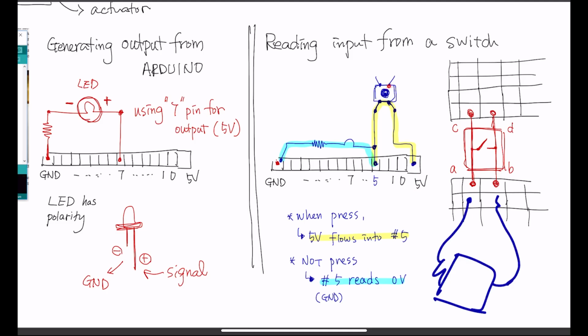However, when this is not pressed, that means here and there are disconnected. So 5 volts is not being connected to this anymore, right? This wire is just in the air. It's not connected to anything. And you see pin number 5 is connected to the ground. So if you don't press the push button, pin number 5 is reading just 0 volts, or the ground.